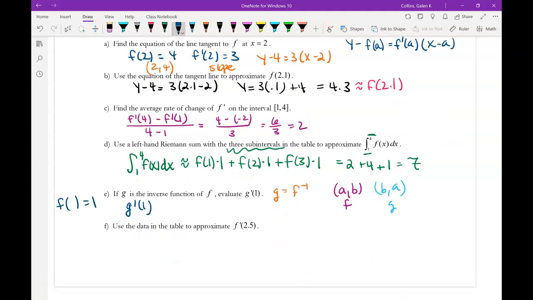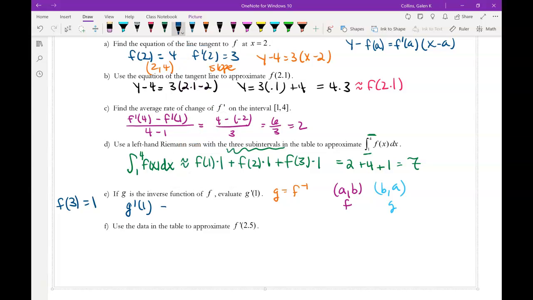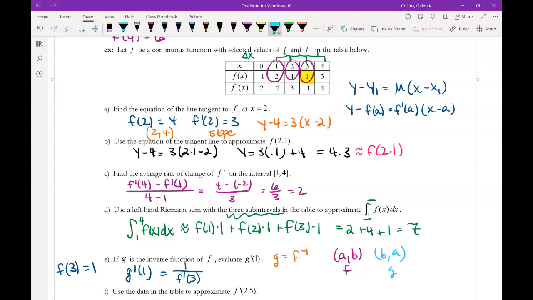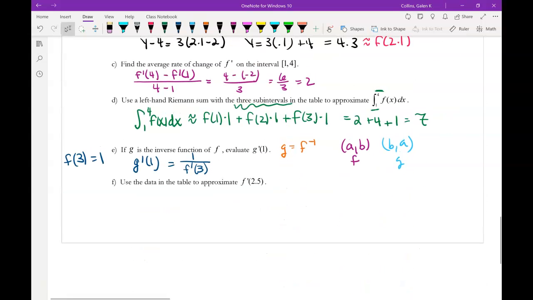So I know that (3, 1) is a point on the function f, thus (1, 3) is a point on its inverse function g. So lastly, if I'm finding the derivative of g for where x equals 1, that's going to be 1 over, or the reciprocal of, the derivative of f at 3. Not at 1, but at 3. So f prime of 3 is -1. So we get 1 over -1, which is just -1.